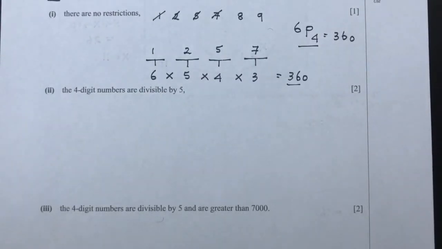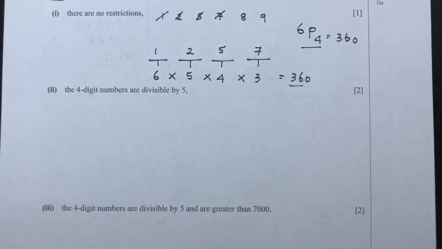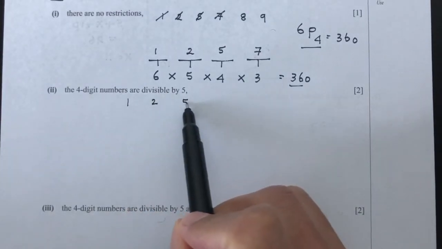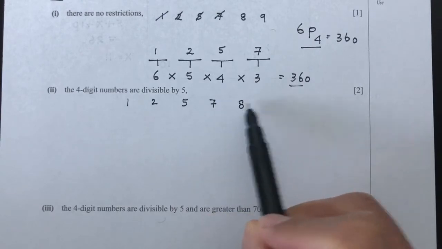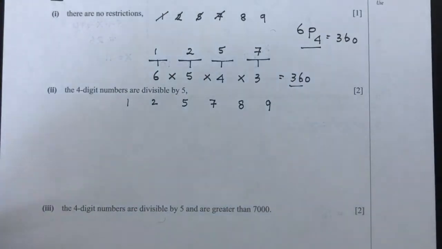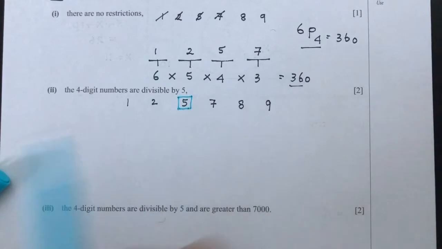Now for part 2, the 4-digit numbers are divisible by 5. Now the question for you guys is, how do you know a number is divisible by 5? The number will end in 5 or with 0. Right, that's the only one you know. It will be divisible by 5. So now let's write down the numbers we have. We have 1, 2, 5, 7, 8, 9. So from what you can see, we have only one way of ending the number, which is by 5. If that makes sense, right?